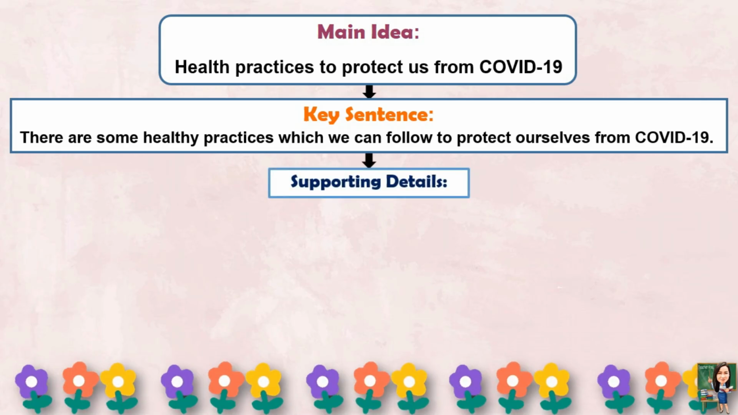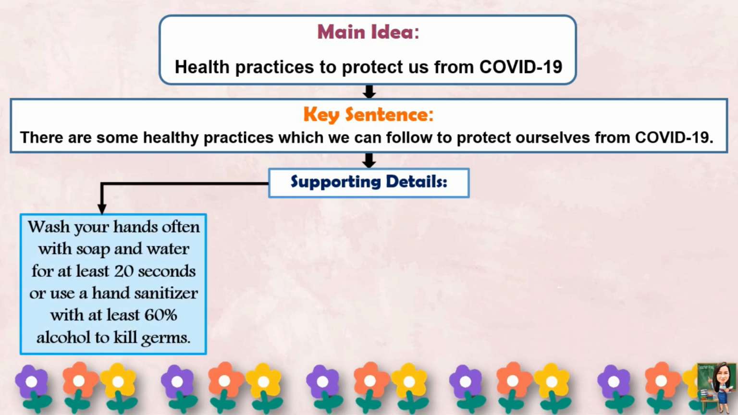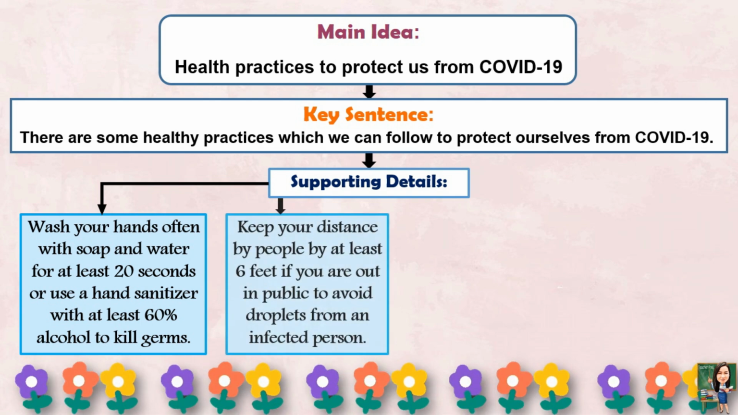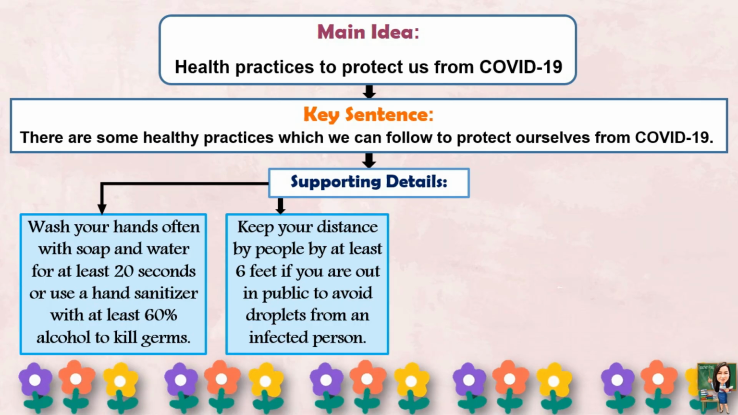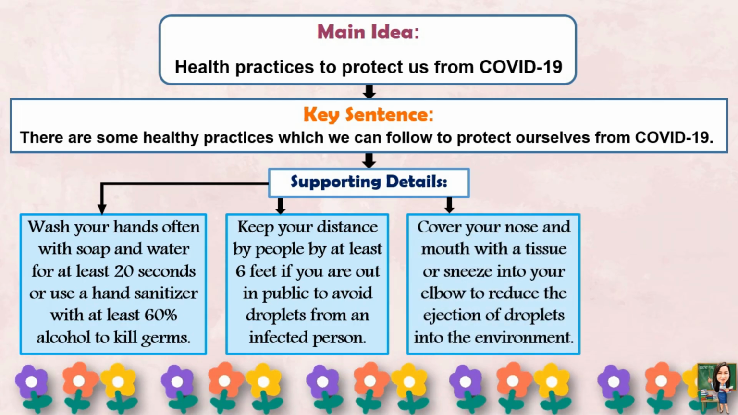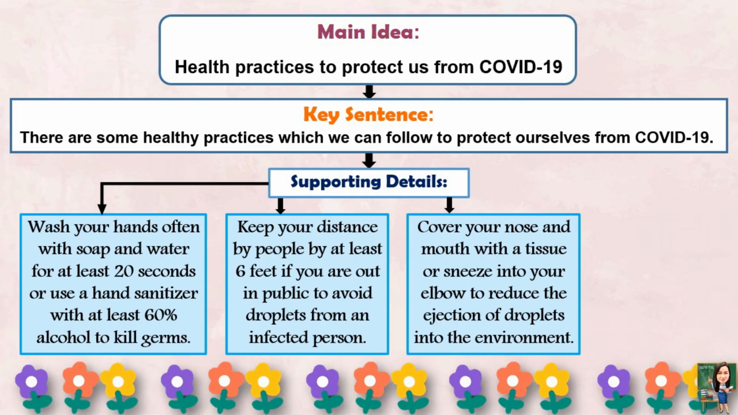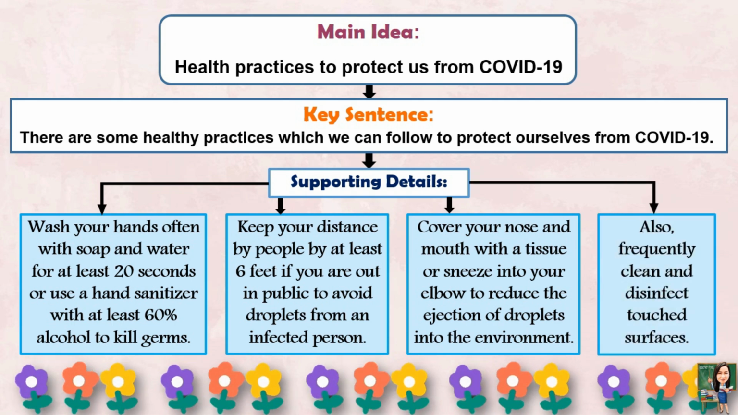And the supporting details are, first supporting detail: wash your hands often with soap and water for at least 20 seconds or use a hand sanitizer with at least 60% alcohol to kill germs. The second supporting detail is, keep your distance from people by at least 6 feet if you are out in public to avoid droplets from an infected person. Supporting detail number 3 is, cover your nose and mouth with a tissue or sneeze into your elbow to reduce the ejection of droplets into the environment. And supporting detail number 4 is, also, frequently clean and disinfect touch surfaces.